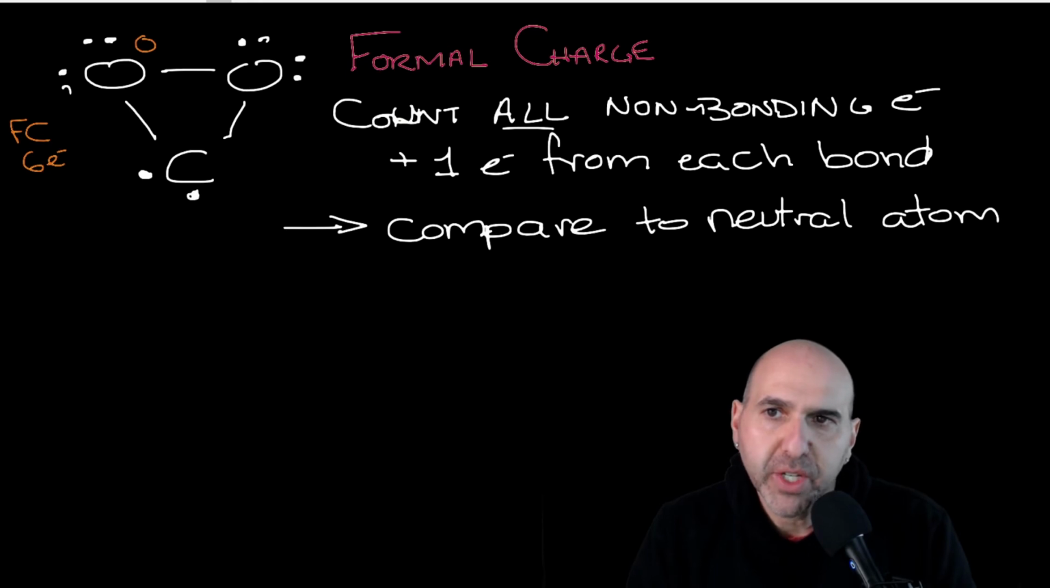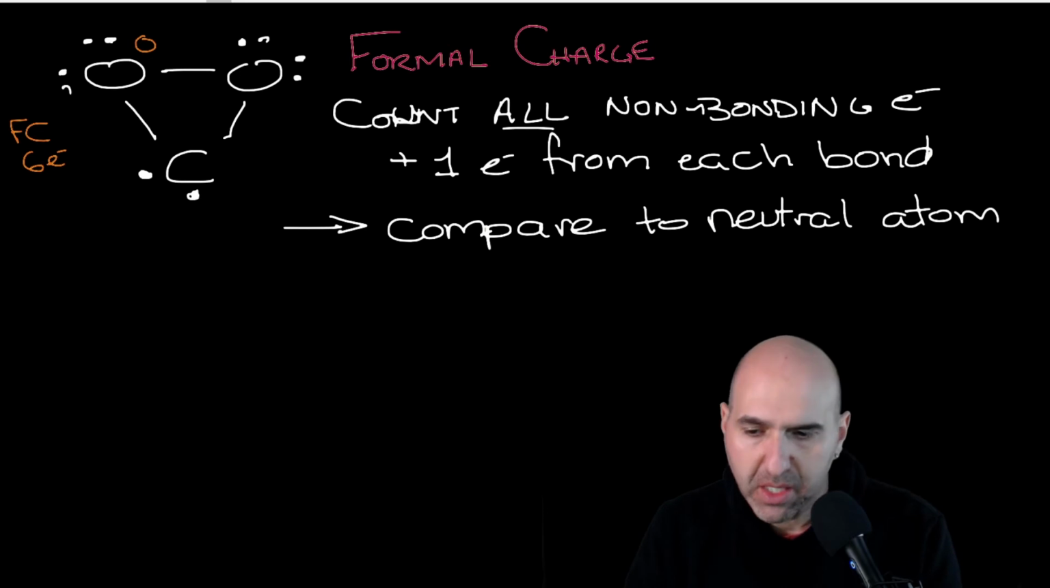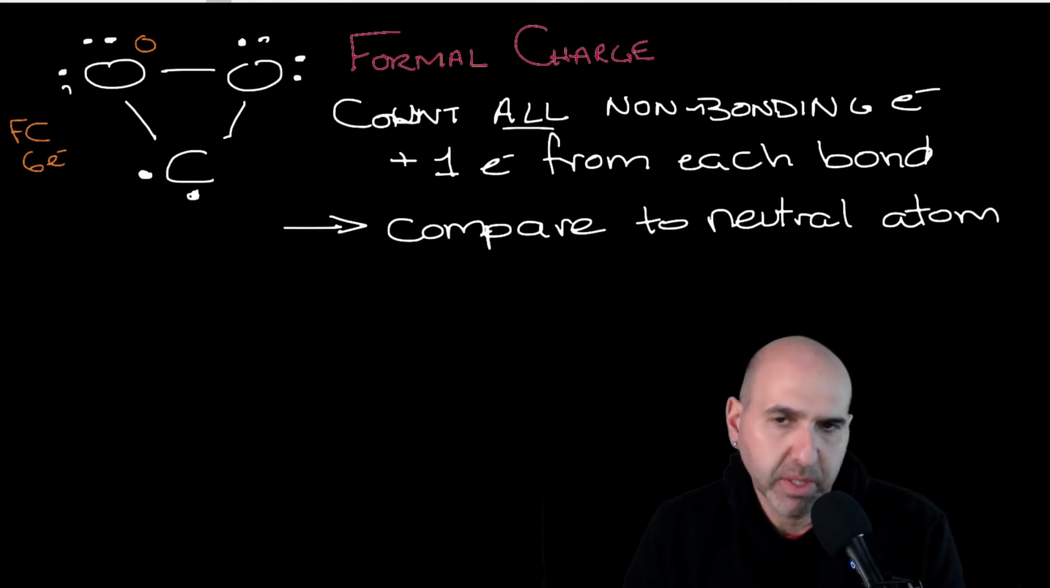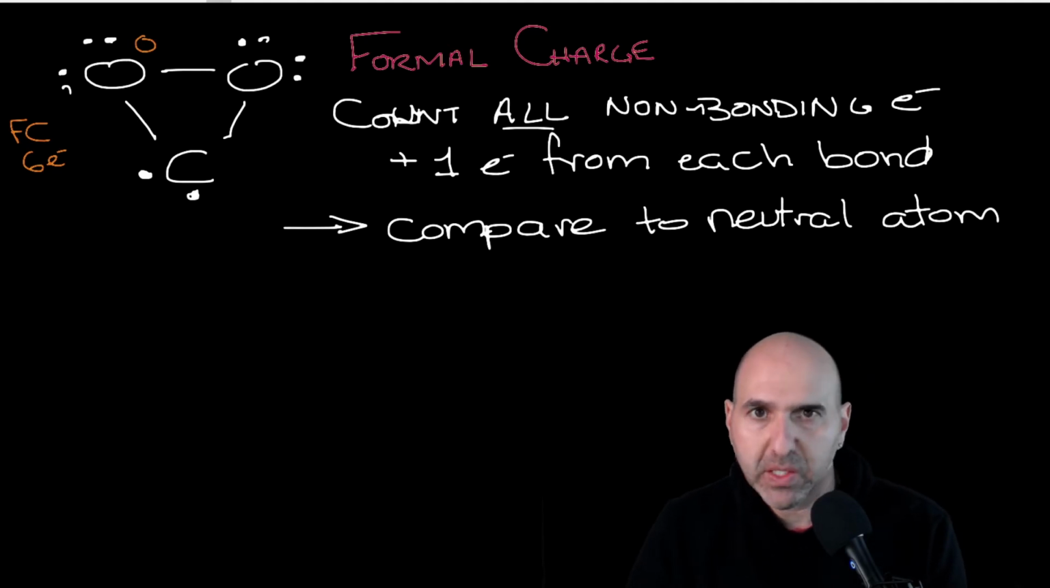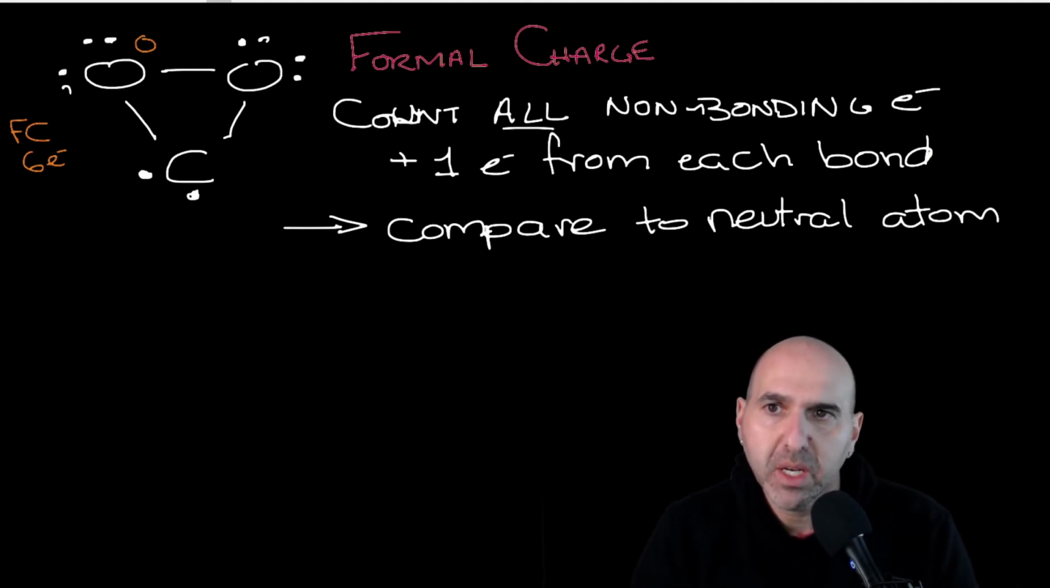What about this oxygen atom? 1, 2, 3, 4, and then 1 electron from this bond, so 5, and 1 electron from this bond. So that's 6. And again, we say in this molecule, that oxygen atom has 6 electrons around it for this counting method. And a neutral oxygen atom also has 6 electrons, so it also has a formal charge of 0.